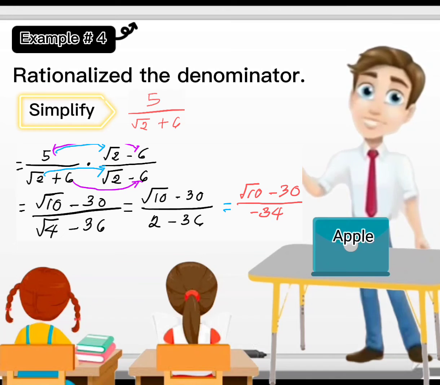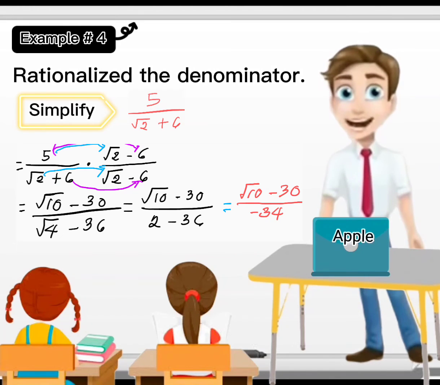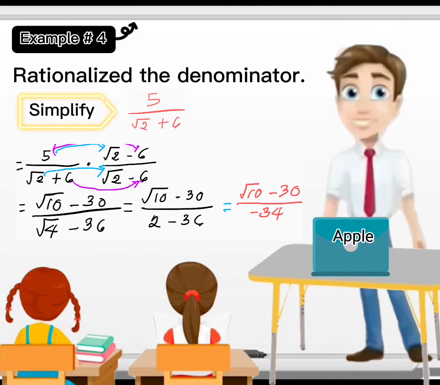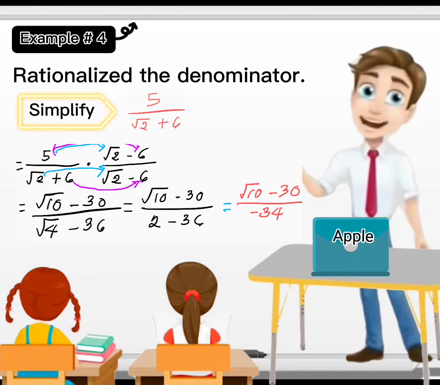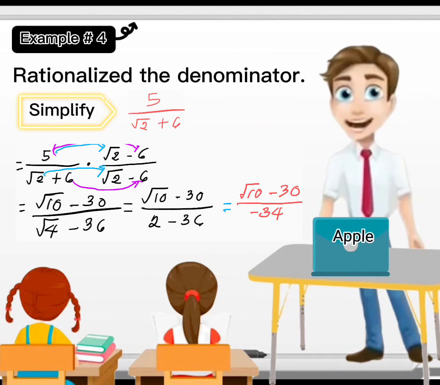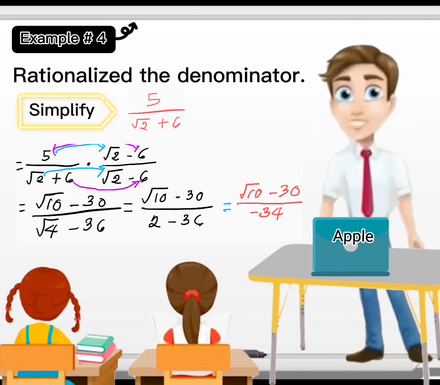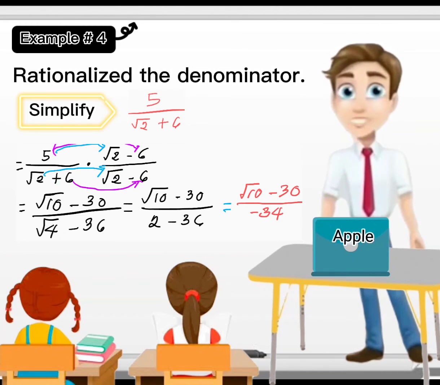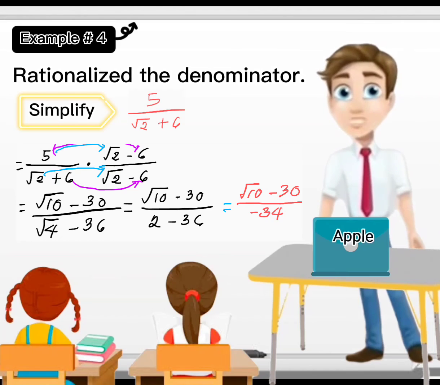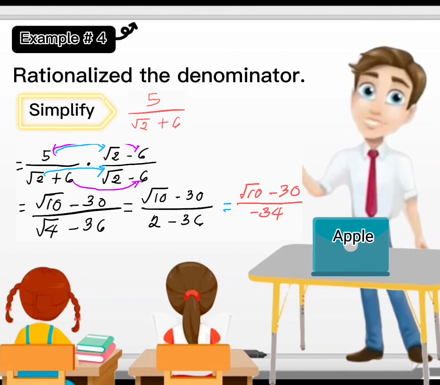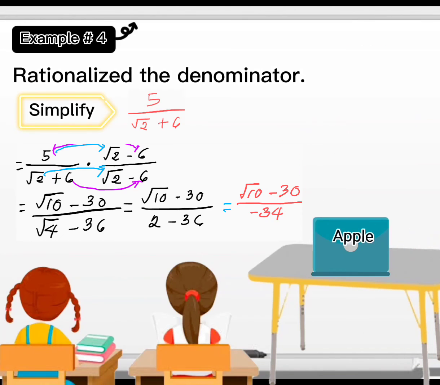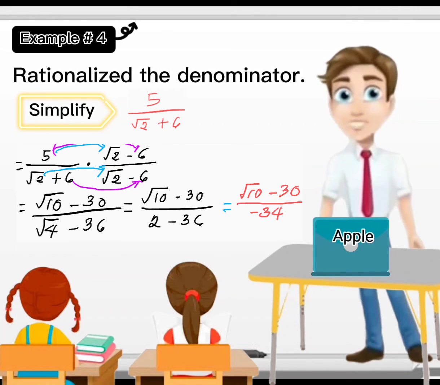Okay, so to do this, we simply multiply the denominator and numerator by the conjugate of the denominator. And the conjugate of square root of 2 plus square root of 6 is square root of 2 minus square root of 6. So we are going to use this in multiplying both the denominator and the numerator. And then by distributive property, 5 times the square root of 2 is square root of 10. And 5 once again multiplied by negative square root of 6, that is negative square root of 30.